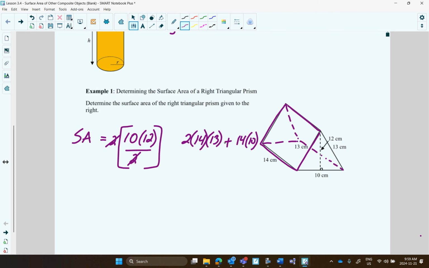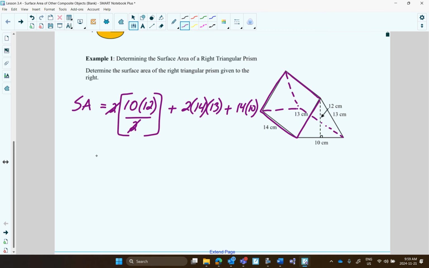And then I add all those faces together to get the total surface area. So that's going to give me 120 plus 364, plus 140, equals, say, 500.